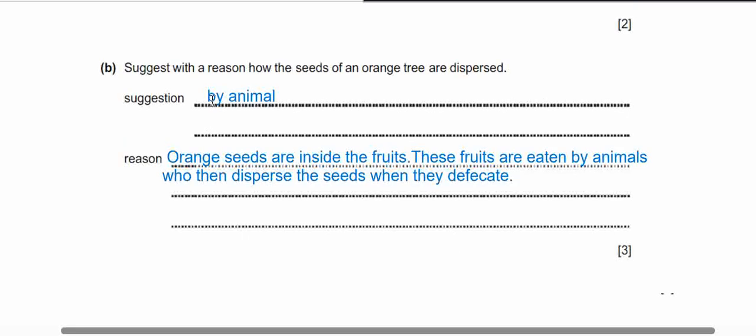Right. 0. Are you done, guys? Let's check out the answers. Alright, so suggestion by animal. One of the suggestions. So orange seeds are inside the fruits. These fruits are eaten by animals, who then disperse the seeds when they defecate.